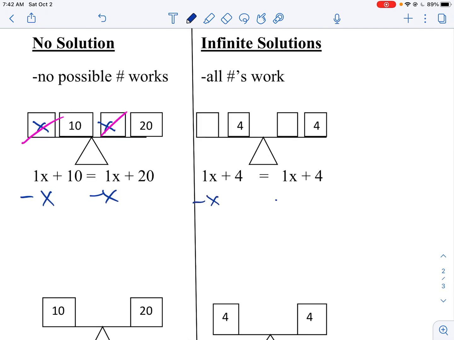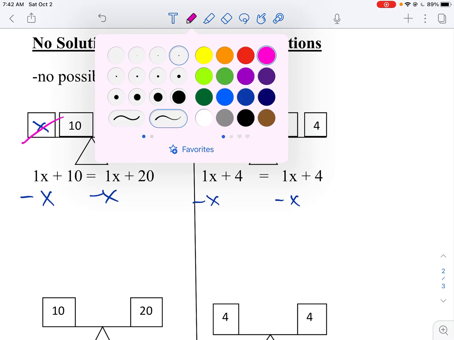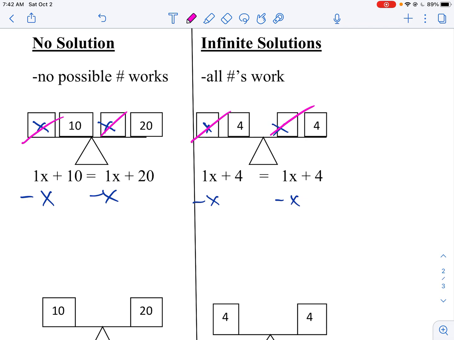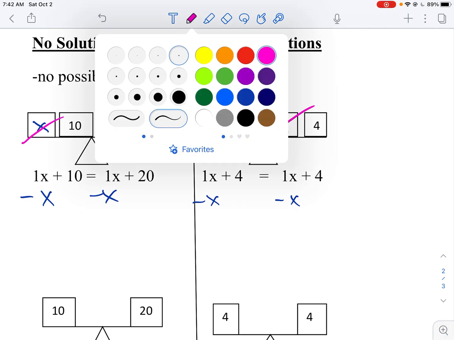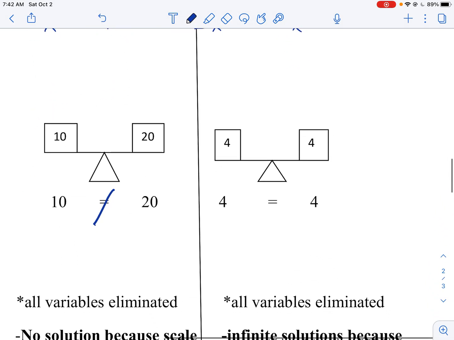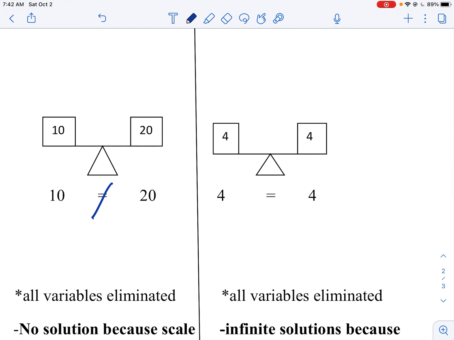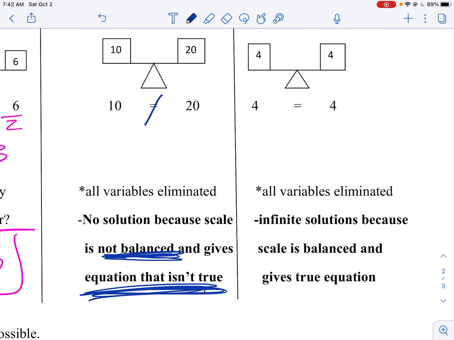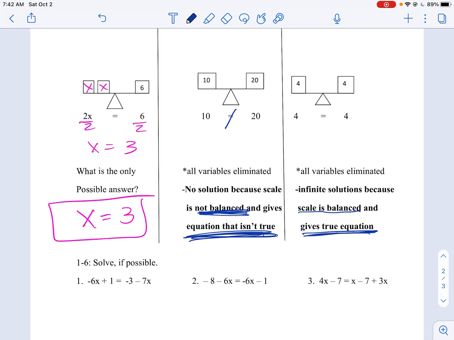So again, if these were x's, and I was to get rid of those, I would take them away, I would subtract them out. That means I would have 4 equals 4. 4 always equals 4. So that would be infinite solutions. What that means is the scale is balanced and it gives a true equation. Okay, the equation is true.